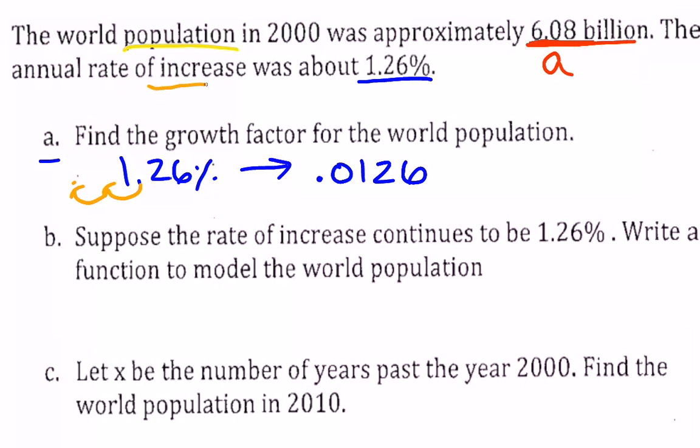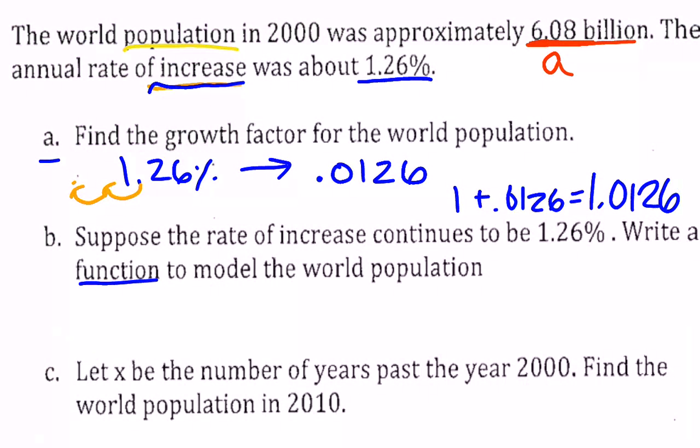Now since it's increasing, that means I need to do 1 plus 0.0126, which would give me 1.0126. Part B says, suppose the rate of increase continues to be 1.26%. This means my base is good how it is. Write a function to model the world population. Remember, function just means equation. Okay, it's just a special type of equation.